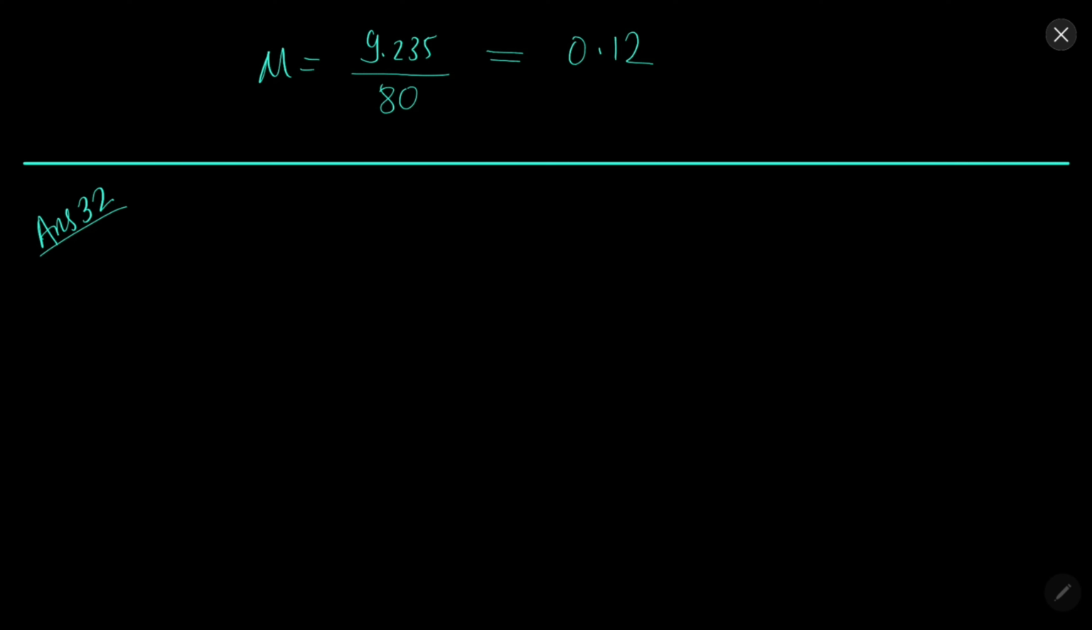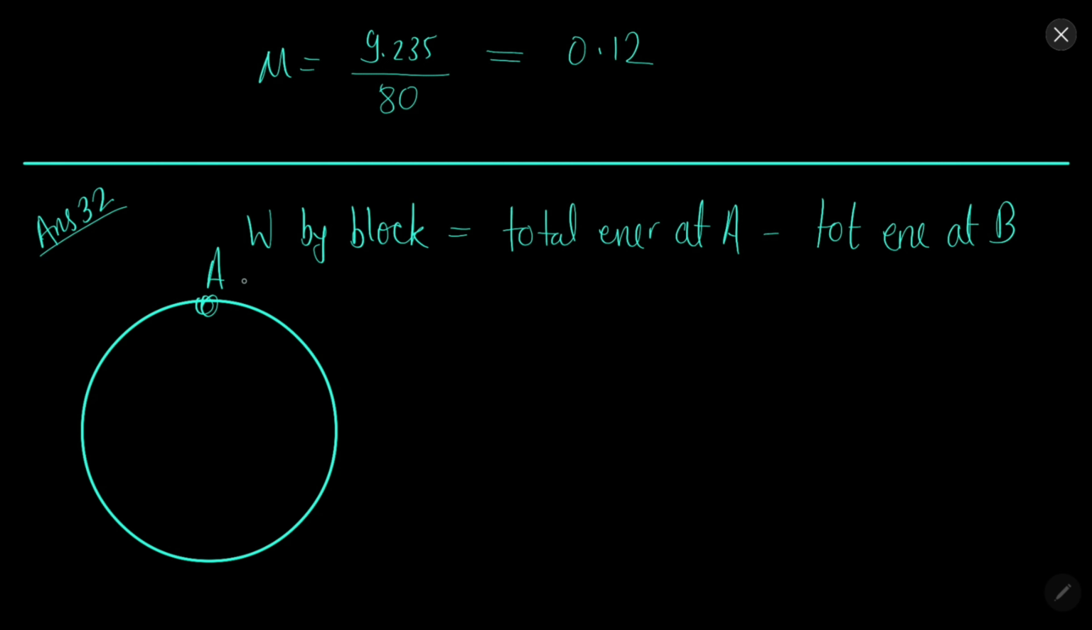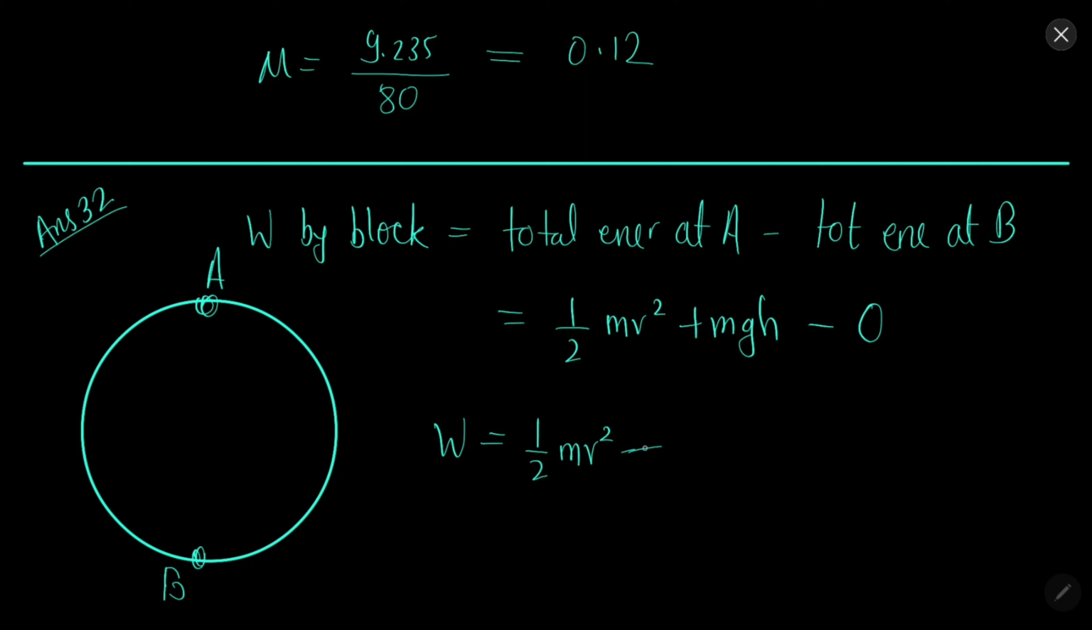32nd question. So work done by the block will be equal to total energy at A minus total energy at position B. This is position A, this is position B. So it will be half mv square plus mgh, minus 0 because there is no potential energy and no kinetic energy at the point B. So work done equals half mv square plus mgh.